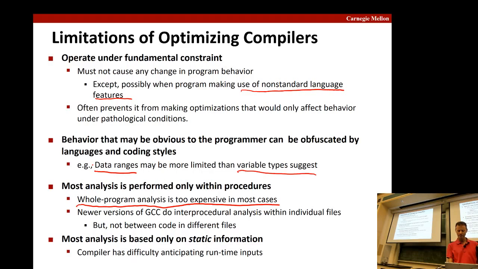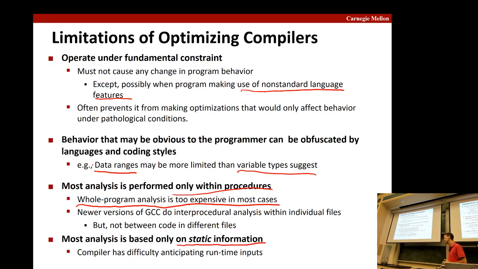Typically most analysis is performed only within procedures. You just look locally inside a procedure, because otherwise you have to figure out all the possible ways this procedure can be called and the relationship between all the arguments. There are all sorts of variations on this that people look at, but in general it's considered too expensive to do a full-blown interprocedural analysis, where I decide how to optimize a particular function based on all the different ways it's called and all the different contexts it's called in.